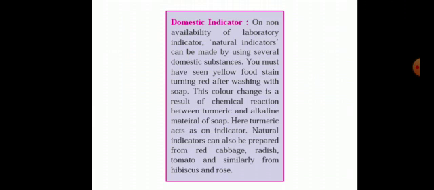Domestic indicator. On non-availability of laboratory indicator, natural indicators can be made by using several domestic substances. You must have seen yellow food stain turning red after washing with soap. Children, have you experienced this? The yellow food stain turns red when you wash it with soap because soap contains alkali, and therefore chemical reaction takes place between turmeric and alkaline material of soap and yellow food stain turns red. Here turmeric acts as an indicator.